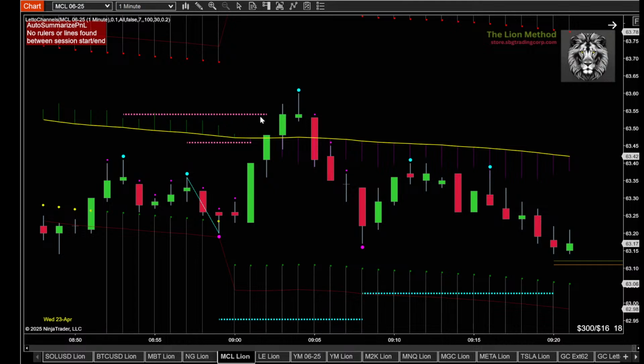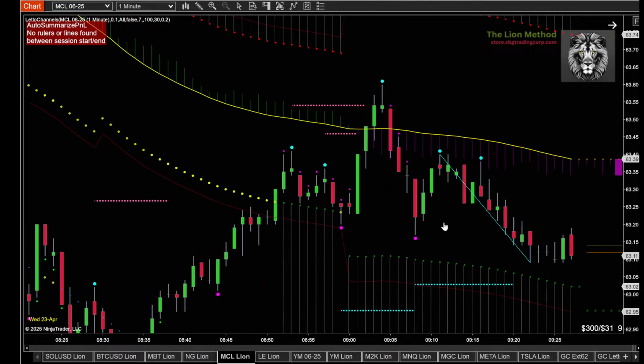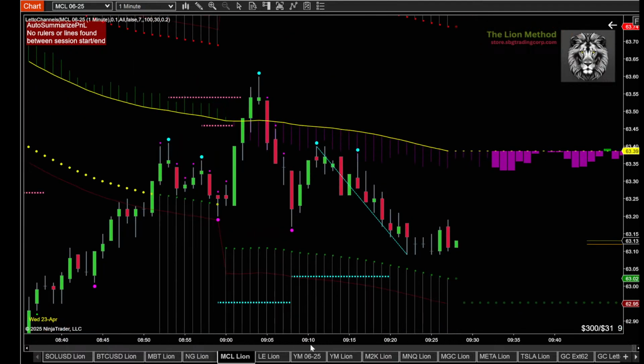This line here is from this fib dot, and it was hit as well. So, depending on how you want to do that, you can see it definitely hit that fib level and bounced off it. So it had some sort of reaction to that.